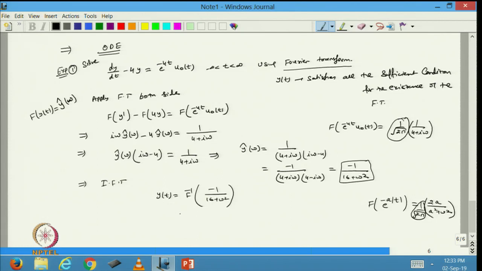Now, from here I can write that, suppose my Fourier transformation is this one. This expression can be written as minus, and I will take 2a, where in this case a is 4. So I will get minus 1 over 2a, F inverse of 2a over a square plus omega square, where a is 4. So it will be 8 over 16 plus omega square, and I have taken the factor outside.